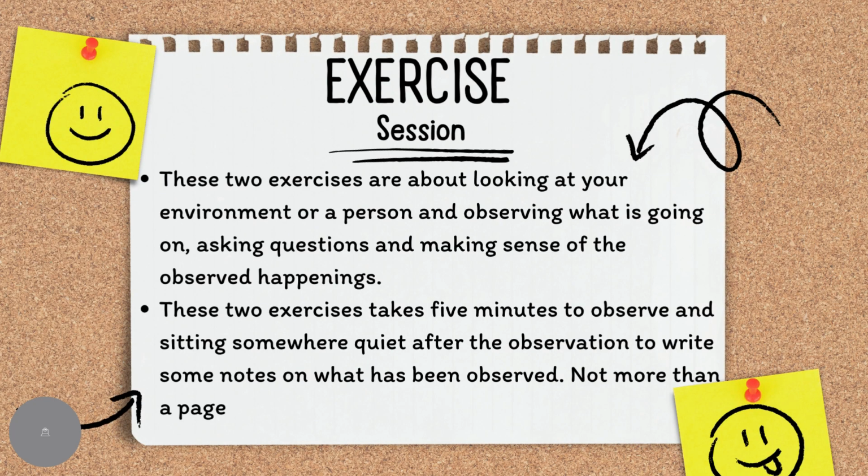So there are going to be two exercises. With these exercises, we'll be looking at your environment or a person, observing what is going on, asking questions and making sense of the observed happenings. With these exercises, you take 5 minutes to observe, then sit somewhere serene after the observation to write some notes on what you have observed, not more than a page. And so let's dive into that.